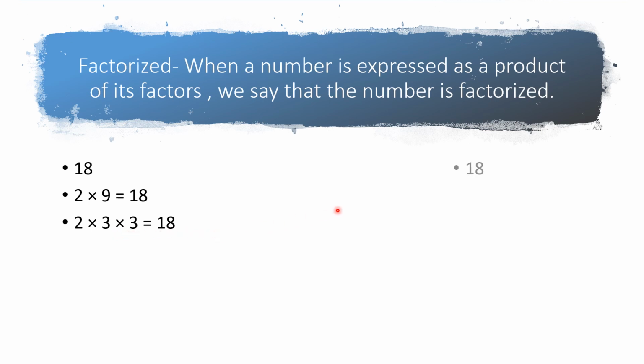In a similar way, we can factorize 18 like this also. 3 sixes are 18. 3 multiplied by 6 equals 18. And we know that 6 can be factorized further. And it will be 3 multiplied by 2 multiplied by 3, which equals 18. But at last, you can see in both cases the last result is the same: 2 multiplied by 3 multiplied by 3. Here also 2 times 3 and 1 time 2.